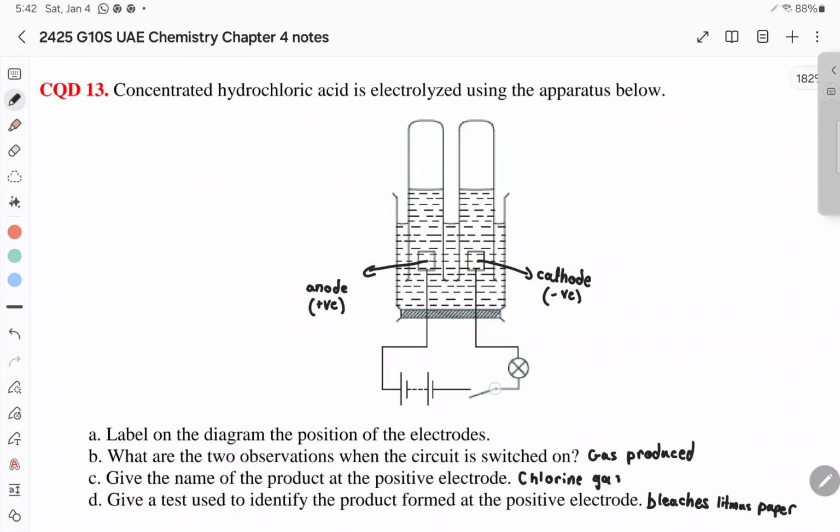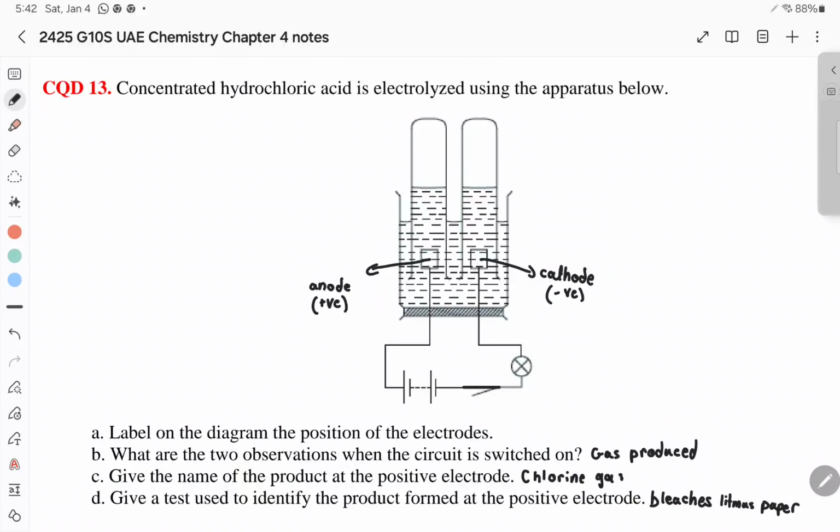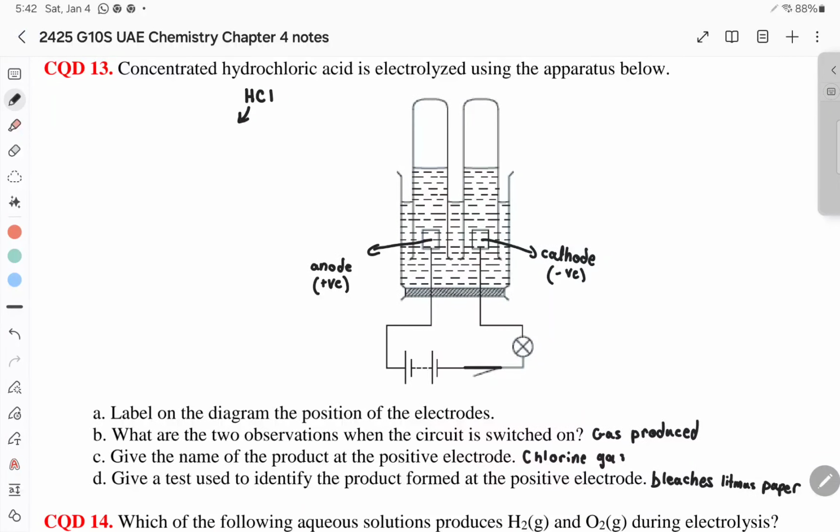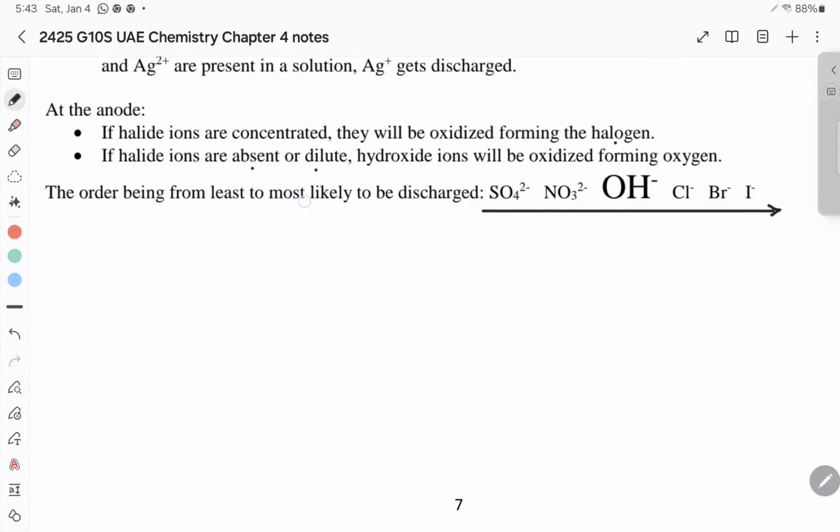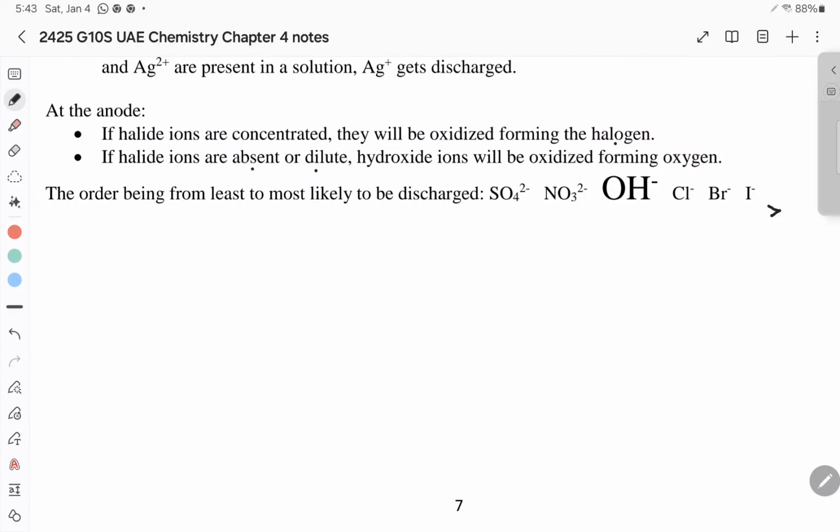And when you switch the circuit on, like when you have a closed circuit, the observation you're going to notice is gases forming, because it's hydrochloric acid, which is HCl. And hydrogen is going to win, it's more reactive, because you don't have anything else other than water. Hydrogen is going to form hydrogen gas. Cl is fighting with the OH, the hydroxide, but as we can see here, Cl will displace the hydroxide because it's less reactive.